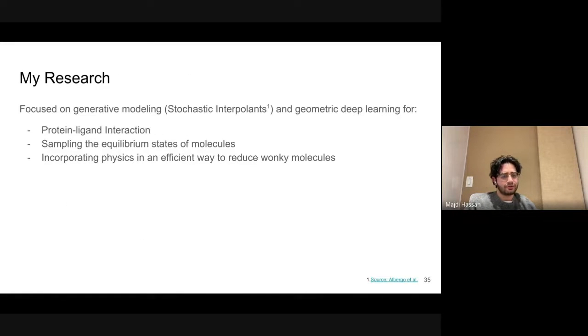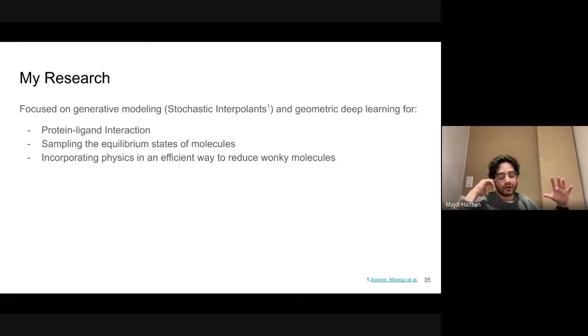And then, I think I gave a brief intro in the beginning, but my research is focused on modeling these things called stochastic interpolants. This is a term coined by Michael Albergo from NYU, and it's essentially trying to model these things like diffusion and flow matching and all that kind of stuff.